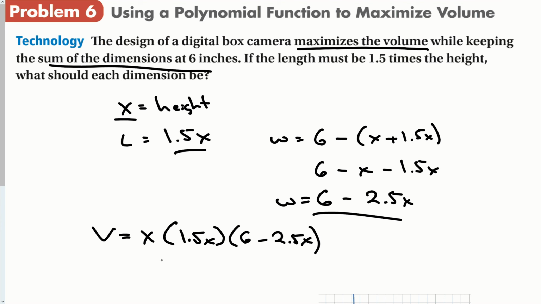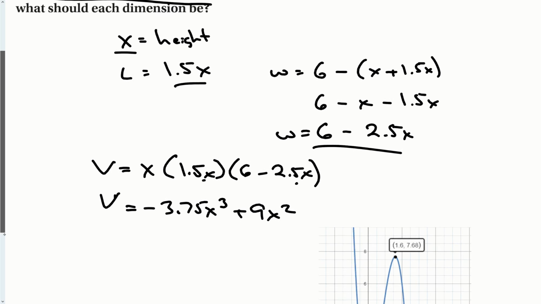Distribute this all together. The first two just give me 1.5x squared. And when I distribute to everything, we get negative 3.75x to the third. That's these two, 1.5 times negative 2.5, and plus 9x squared. Now, that is not an easy polynomial to find the min or the max of. So your real strategy here would be to graph it.